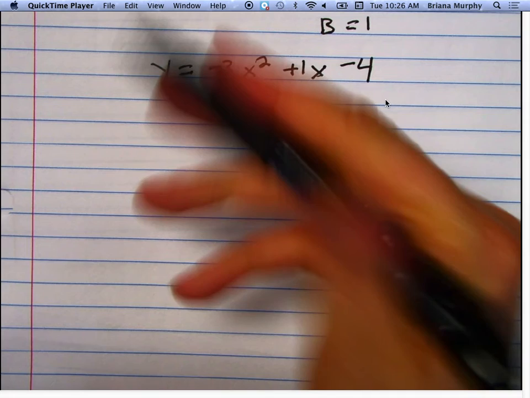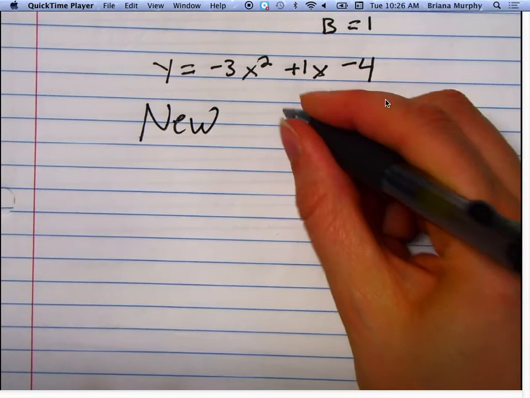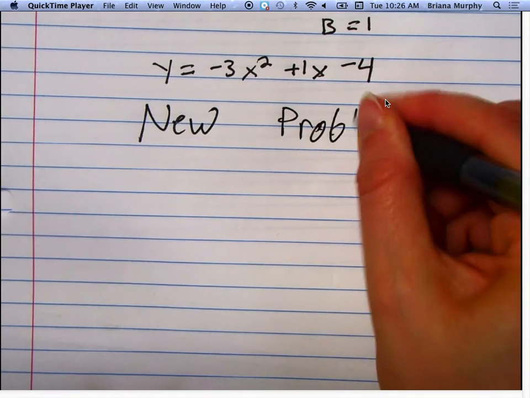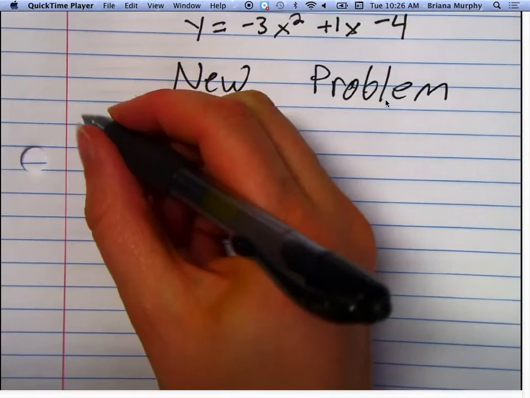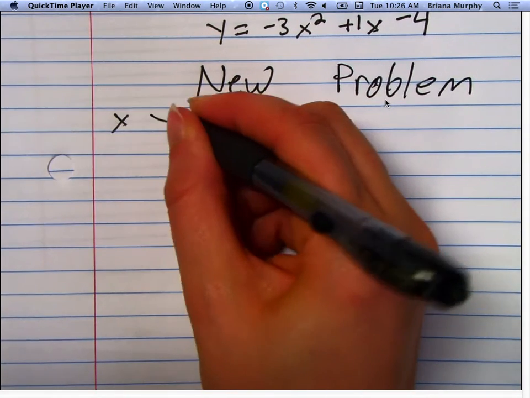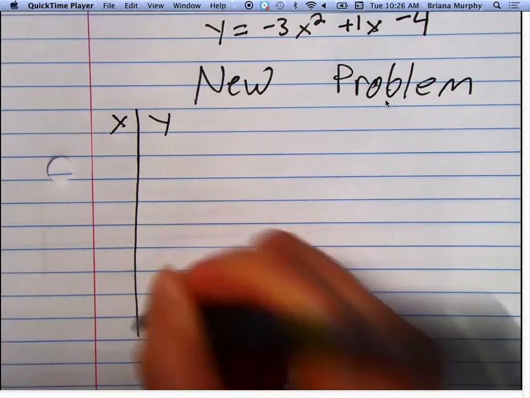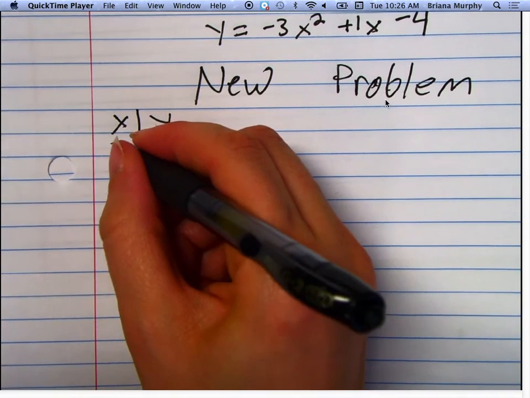Our new problem. I'm going to write that nice and big so we know. New problem. Okay. We have x and y. I was going to give this to you as an exit ticket, but I'm not now. I'm just going to do the problem.